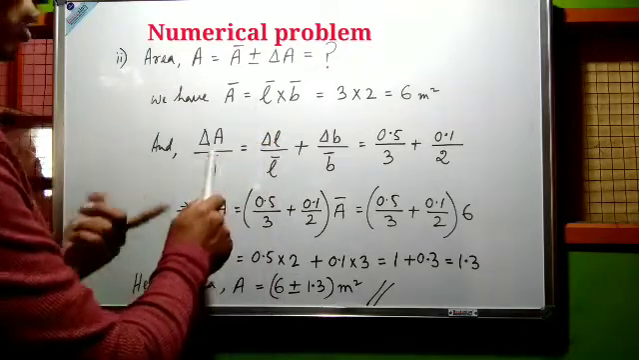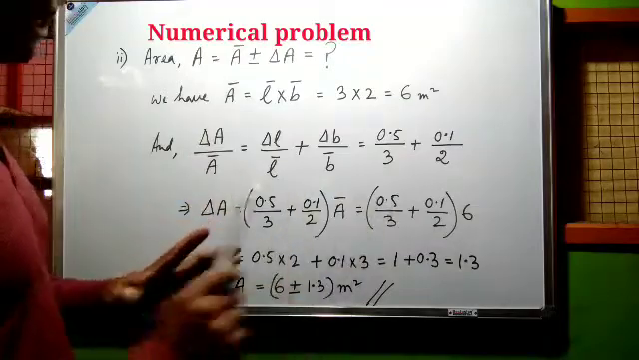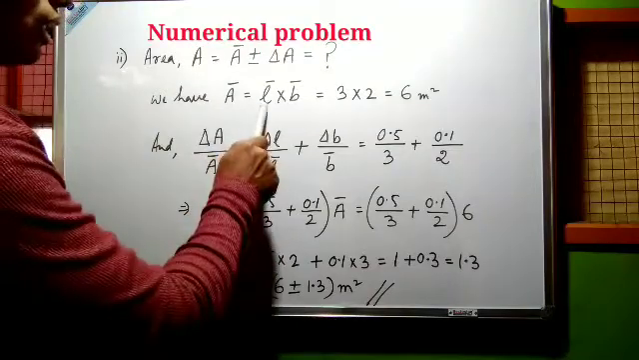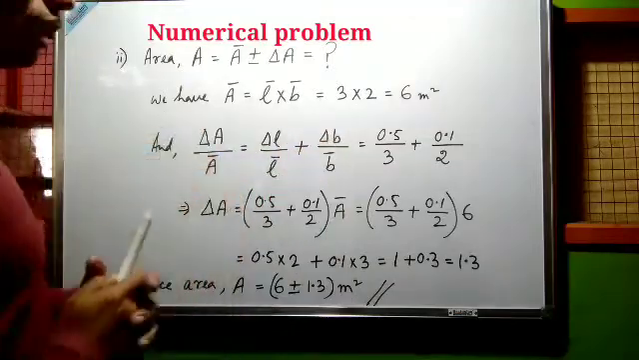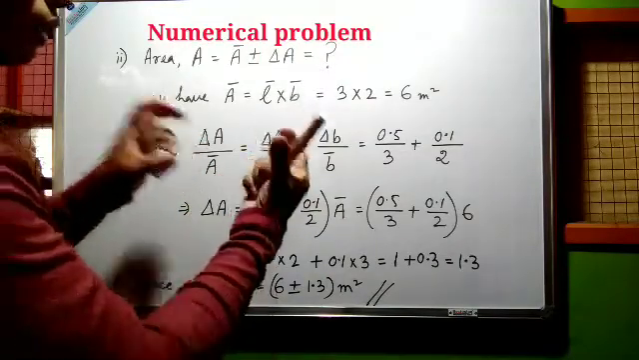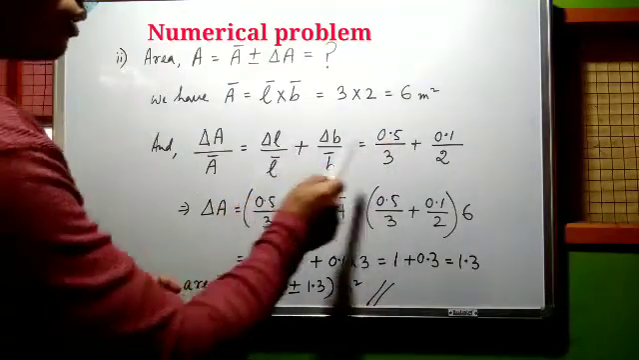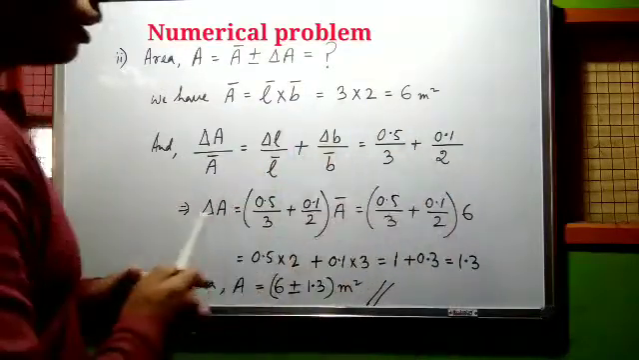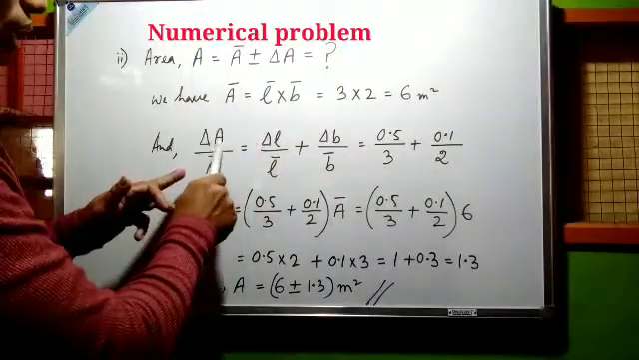So by rule number 2, relative error in area is equal to relative error in length plus relative error in breadth. From this we can find delta A. Now delta L is 0.5, the true value of length is 3, delta B is 0.1, the true value of breadth is 2, and A bar is 6, the true value of area.